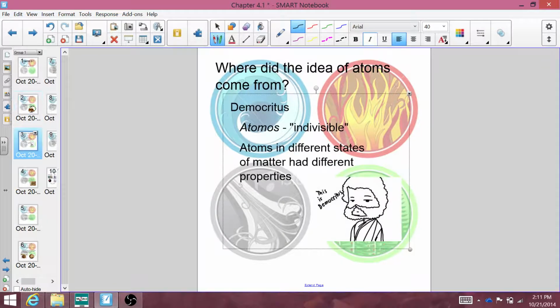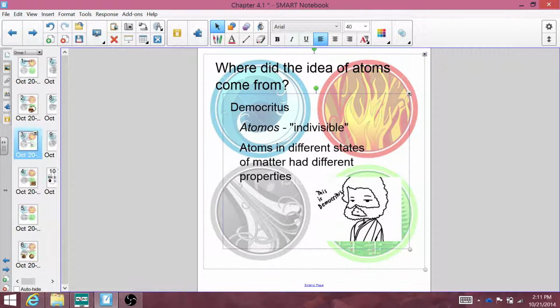But there was another ancient Greek, his name was Democritus, and he had the idea that you could only break matter down into its defining parts. So he had the idea that all matter was made of particles, and he called these particles atomos, or indivisible, meaning once you broke matter down into those pieces, you could no longer split them up. That was as small as you can get.